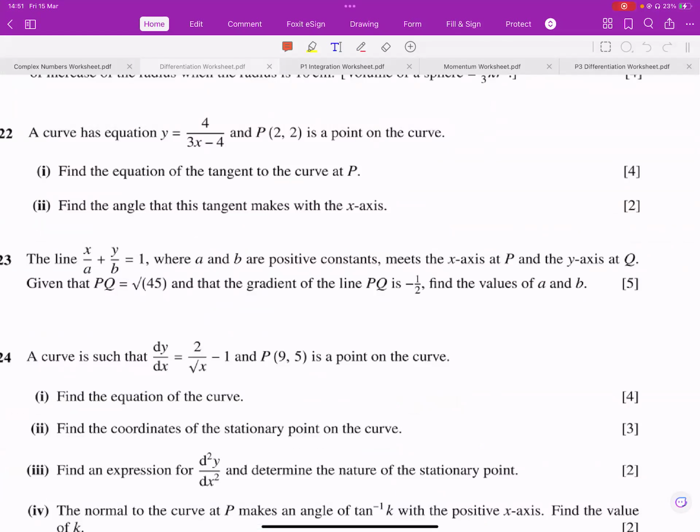Does anyone have any questions apart from this? Any other questions from the worksheet yet? Okay, so let me just start with this, and then we can cover the concept of increasing and decreasing functions after this.